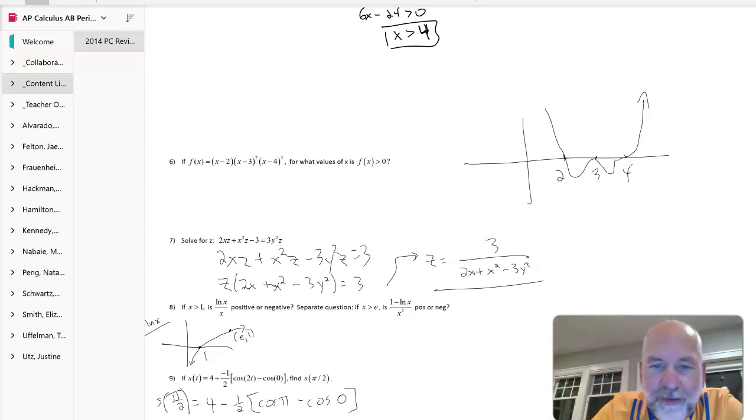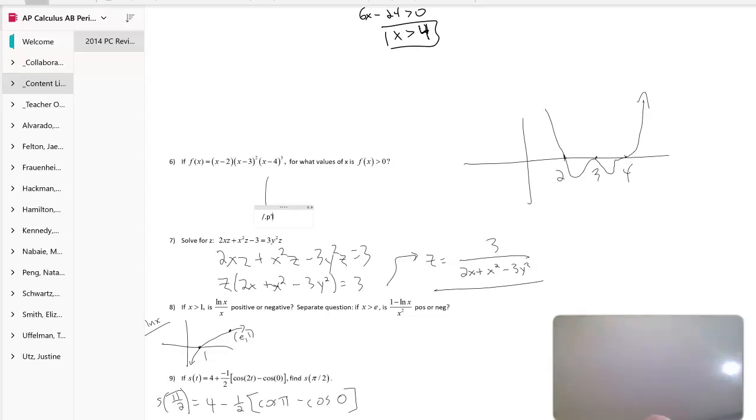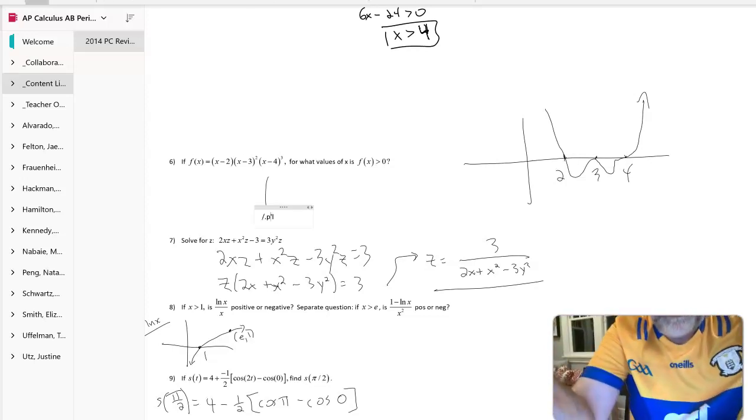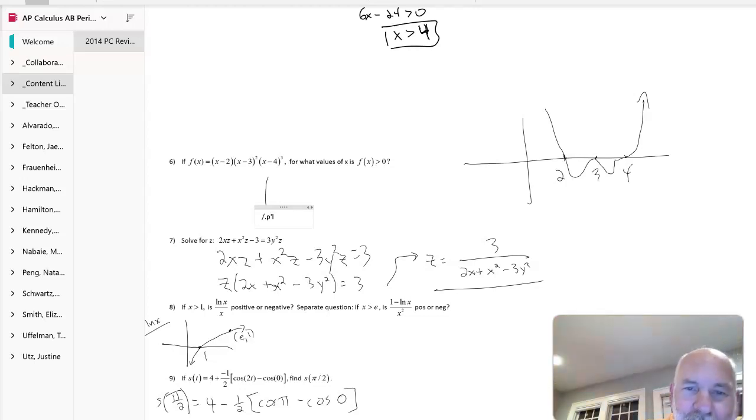I want to know when it's greater than 0. That would be from... That'd be from negative infinity to 2 union 4 to infinity.